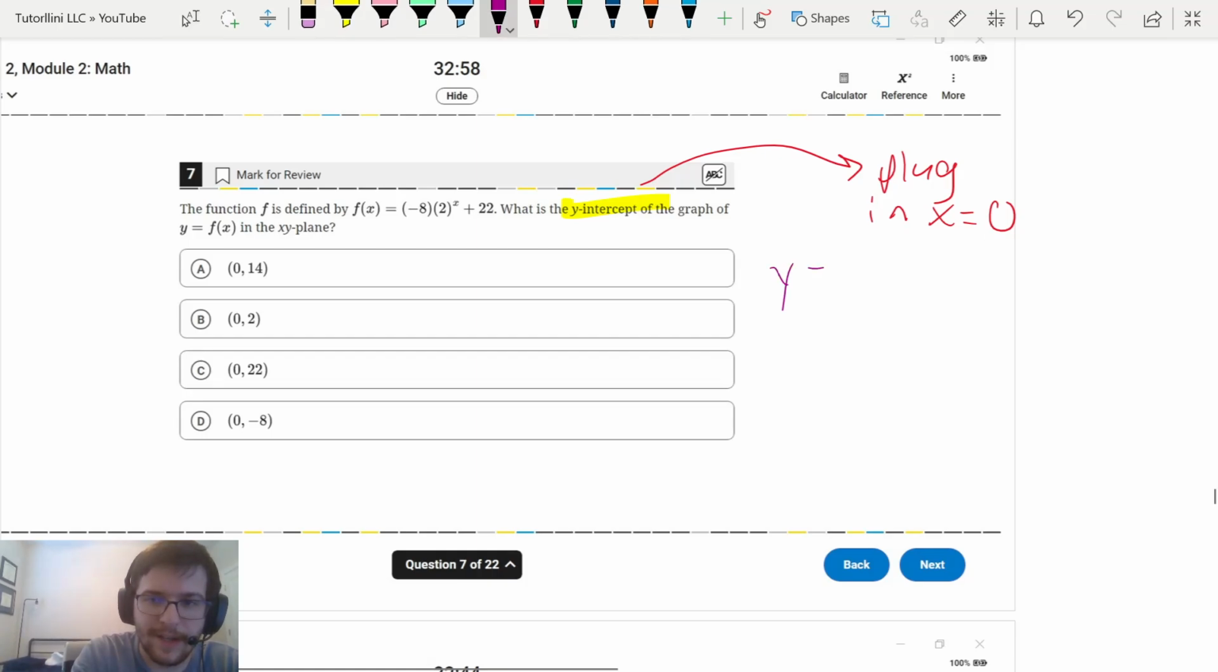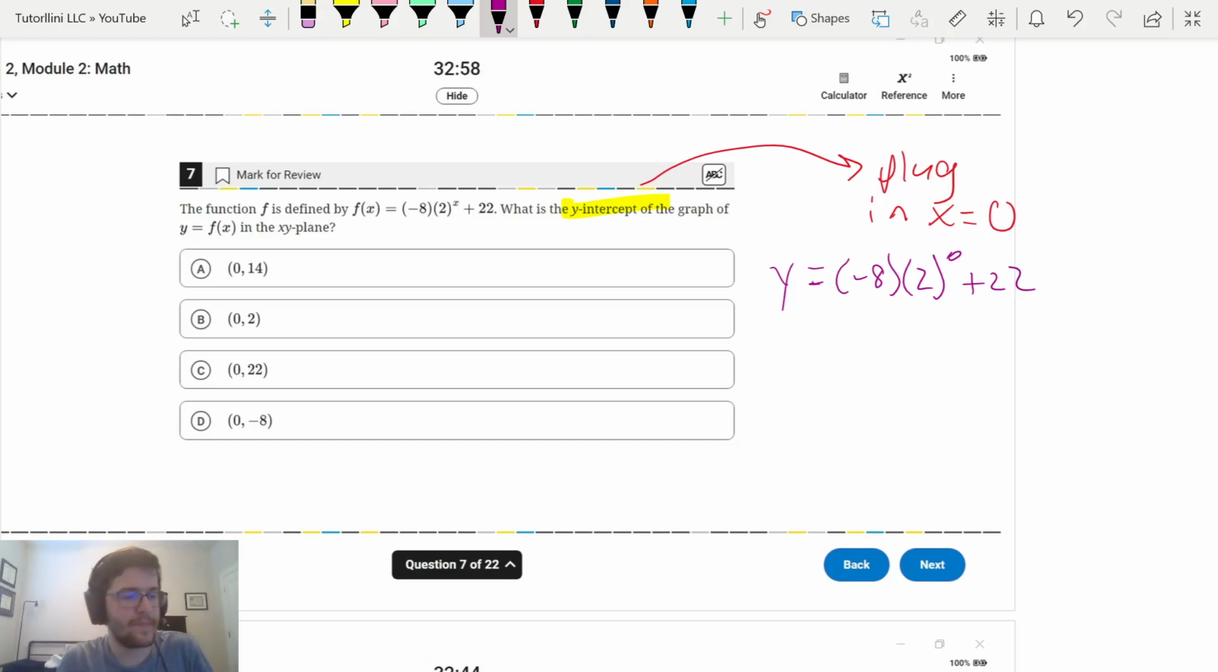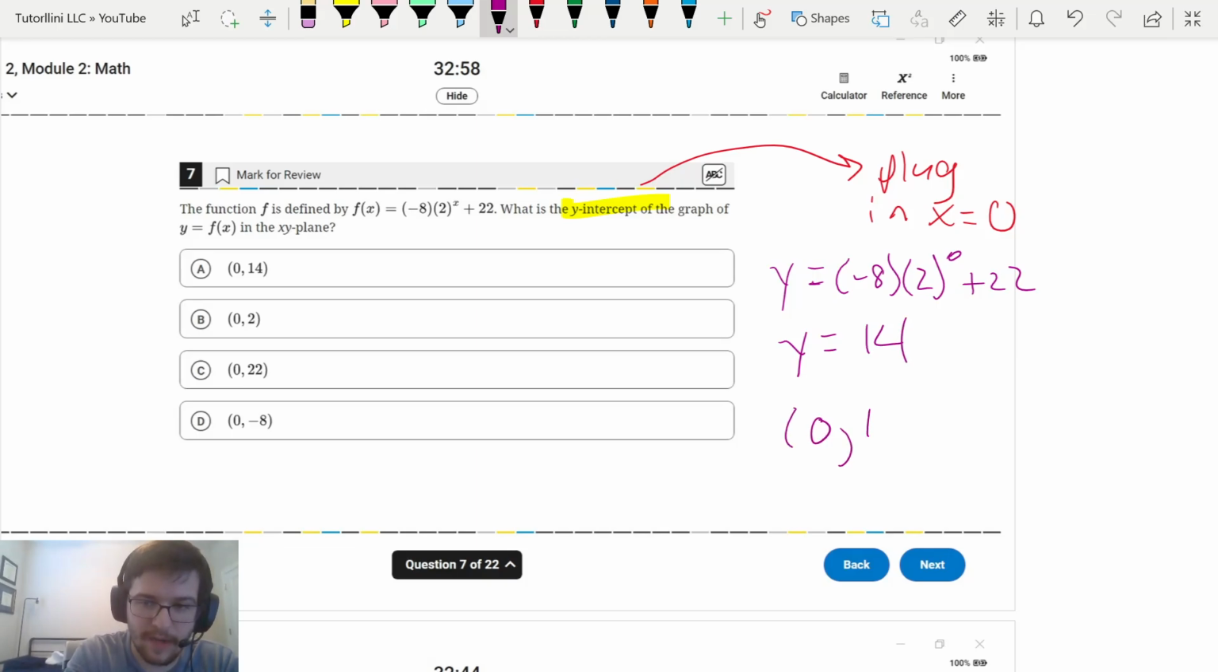So, y equals -8 times 2 to the 0 plus 22. Now I can just type that in my calculator: -8 times 2 to the 0 plus 22. And I get y equals 14, which is 0 comma 14, because we plugged in x equals 0. If you saw 14 comma 0, that would be wrong.